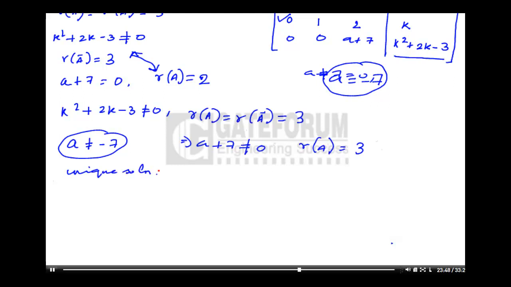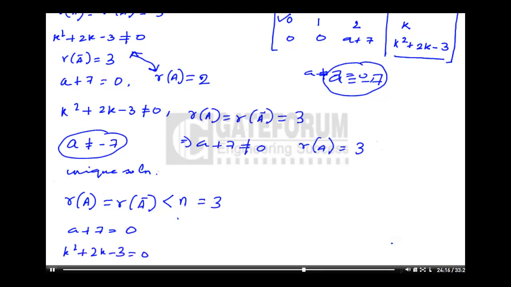Now what will happen when the system has infinitely many solutions? The infinitely many solutions case is that the system is consistent, that is the rank of A is equal to the rank of the augmented matrix, but in that case this would be less than n, that is 3. Hence, if a plus 7 is equal to 0 and k square plus 2k minus 3 is equal to 0, then we get the rank of A equal to 2 and the rank of the augmented matrix equal to 2. These two are equal but less than 3. Hence, in that case, the system will have infinitely many solutions.